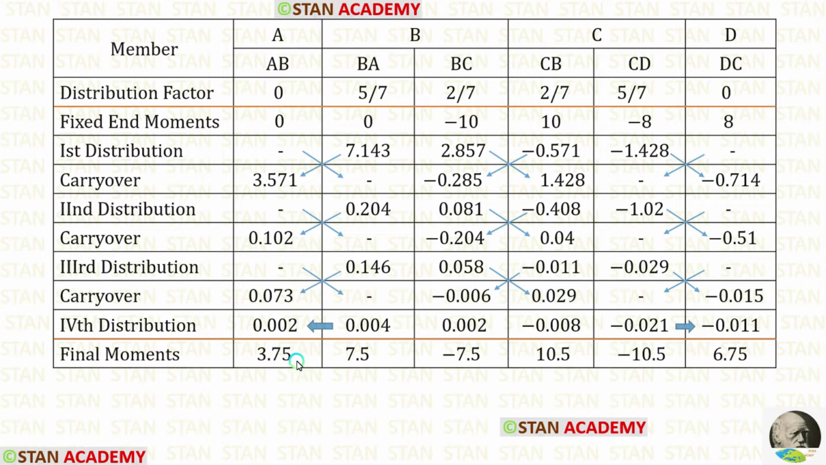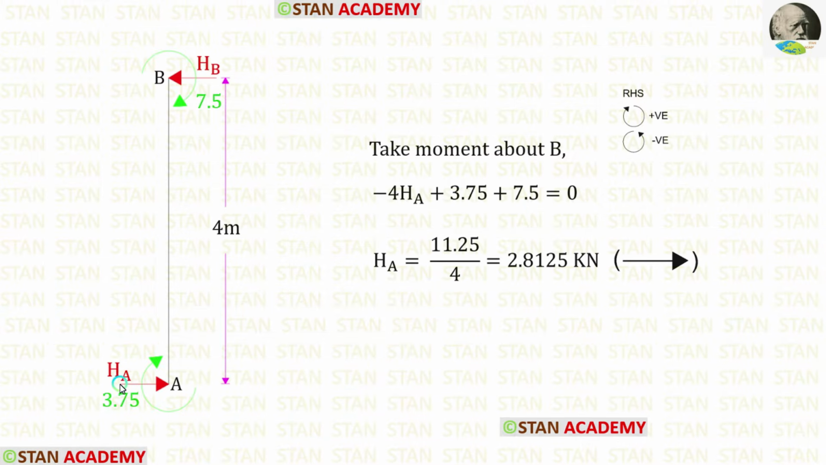For that, we have to take the moments in AB and BA. For both of the moments, we have got positive values. That means both of them are acting in the clockwise direction. Let us assume that the horizontal reaction HA is acting towards the right side.